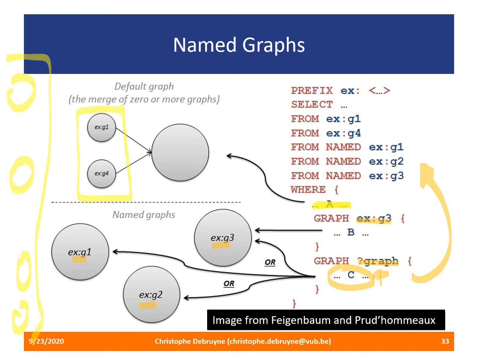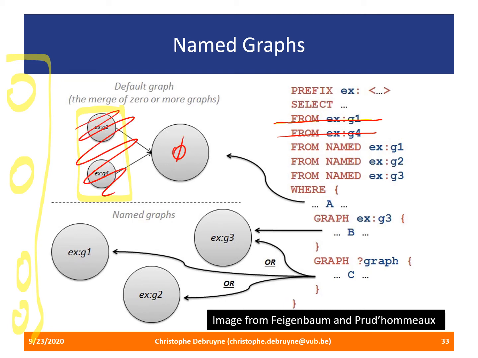Now, if no from clause would have been declared, well, then the default graph is considered to be empty and nothing would have been bound here.